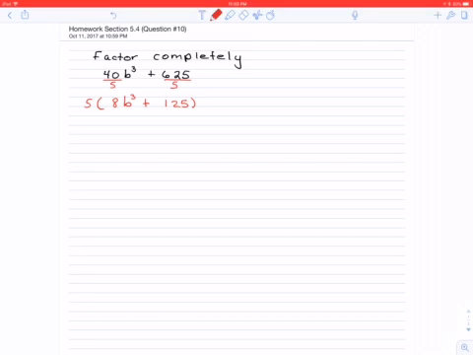If there are two terms, you look to see if it's difference of perfect squares or sum or difference of perfect cubes. Well, it's definitely not difference of perfect squares. Actually, it's the sum of perfect cubes. So to factor the sum of perfect cubes, we're going to end up with a binomial times a trinomial.